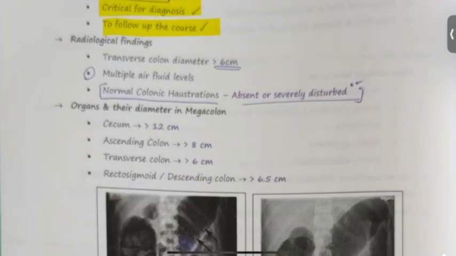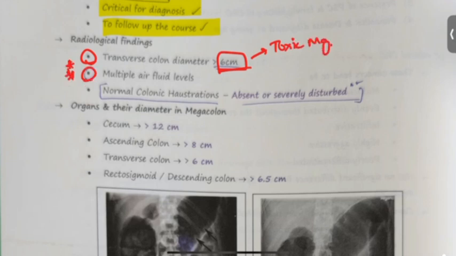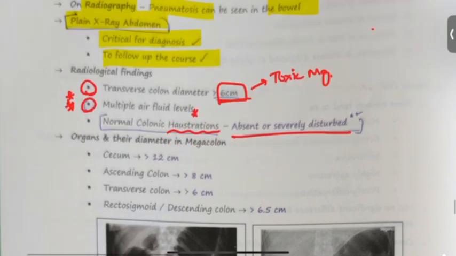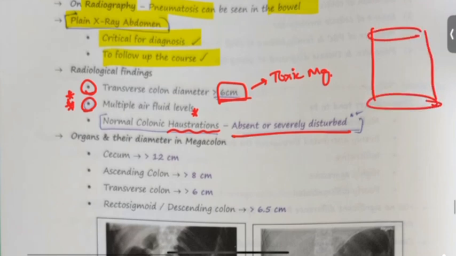Okay, then radiological findings, transverse colon diameter, if it is more than 6 cm, then it is toxic megacolon. Okay, and if there are multiple air fluid levels, then there is a perforation. Normal colonic haustrations will be absent or severely disturbed because everything is dilated like this. So the normal colonic haustrations which should have been there are lost.